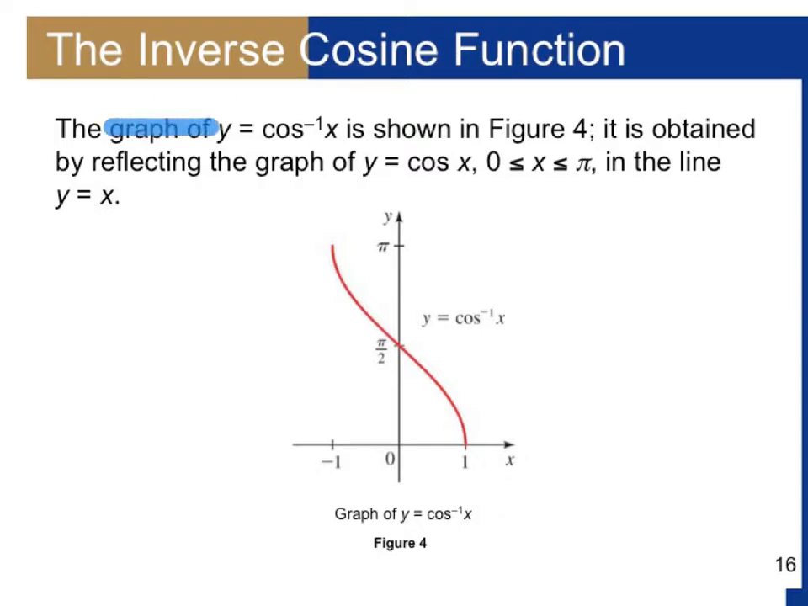Okay, here's our graph of y equals inverse cosine of x. We obtained that by reflecting the graph of y equals cosine of x from 0 to pi on the line y equals x. So we'll look at this in class to give you a better idea what that looks like. But we're doing that by reflecting that restricted domain cosine of x across the line y equals x.